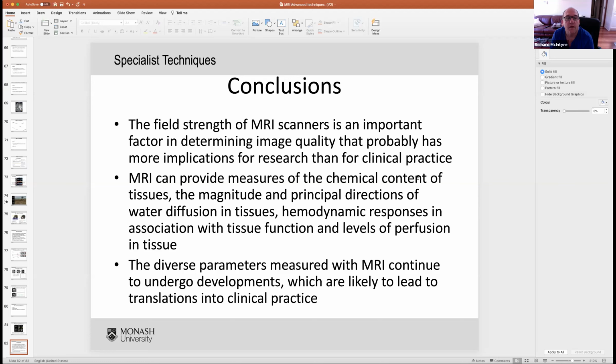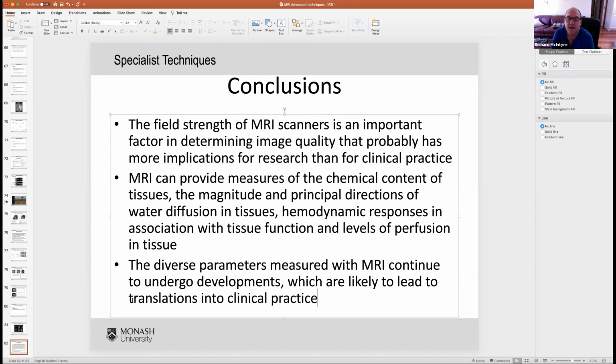MRI can provide measures of chemical content of tissues, the magnitude and principal directions of water diffusion in tissues, hemodynamic responses in association with tissue function and levels of perfusion. The diverse parameters measured with MRI continue to undergo developments which are likely to lead to translations in clinical practice. This is an important part of MRI, okay? Translation of these type of techniques into clinical practice.